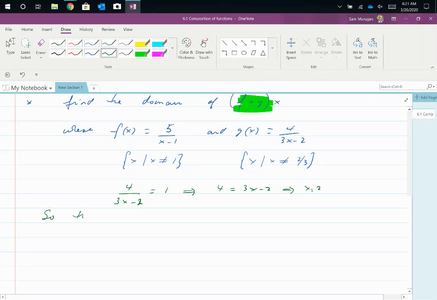So the domain of f composed of g is all numbers except for 2/3, which is the domain of g, and then the number of the substituted value into the f function, set equal to the excluded value of the f function, since we're doing substitution as a matter of course.